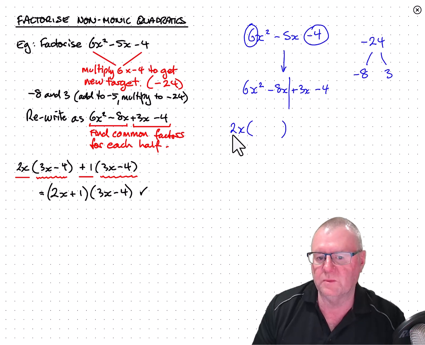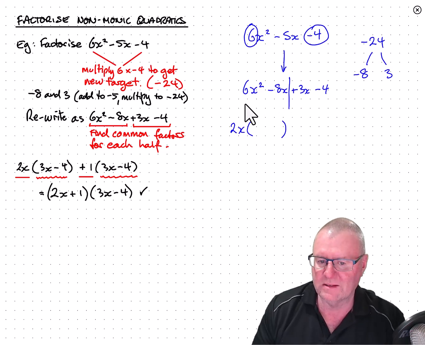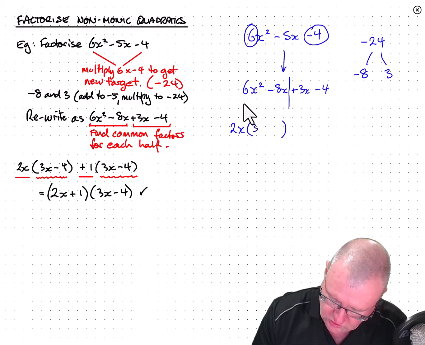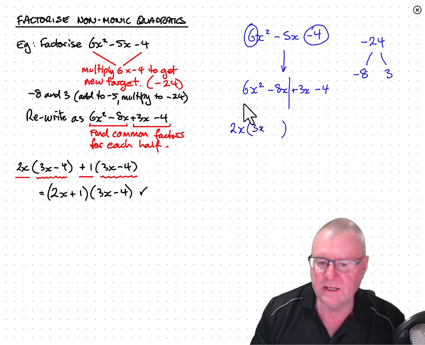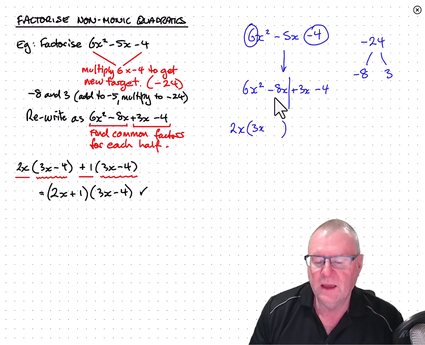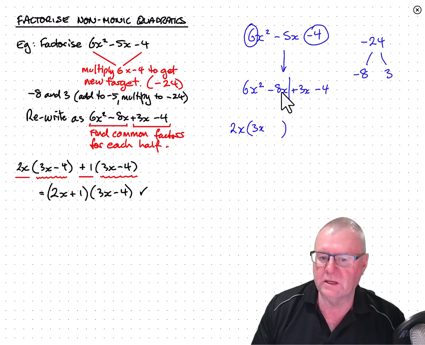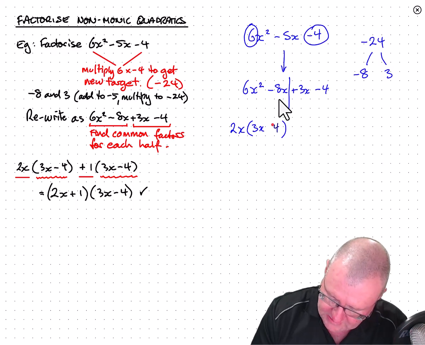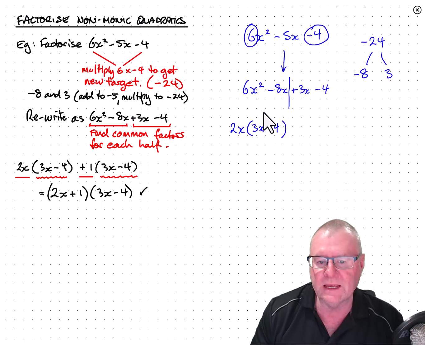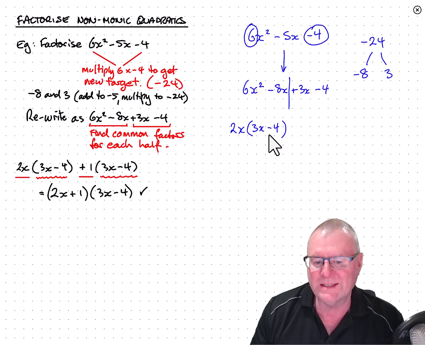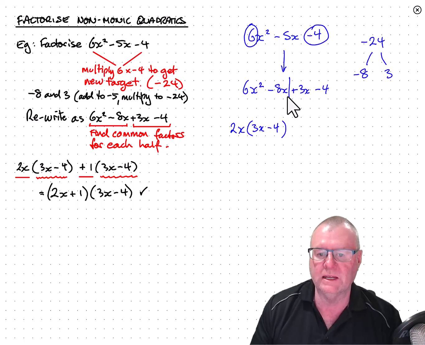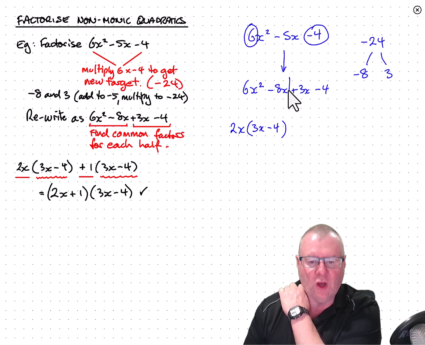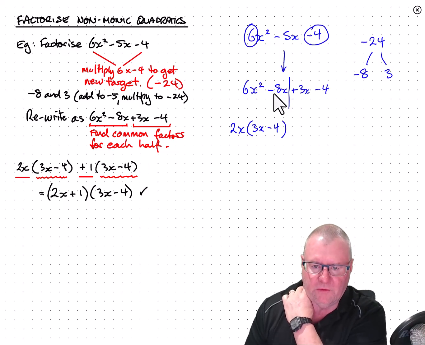2x fits into 6x squared and it fits into minus 8x. So what do I have to multiply 2x by to get back to the 6x squared? Well, 2 times 3 will get me my 6. I'll need another x to get the x squared. What do I multiply 2x by to get back to negative 8? Well, 2 times 4, but that's going to be a negative because I need to make it negative 8. So 2x times negative 4 would get me back to my negative 8x. I've pulled out a common factor from that half.